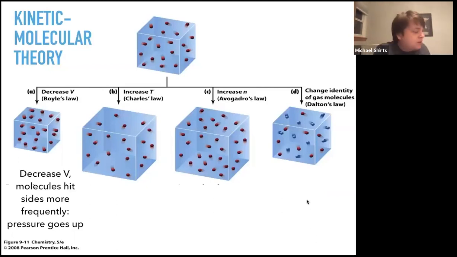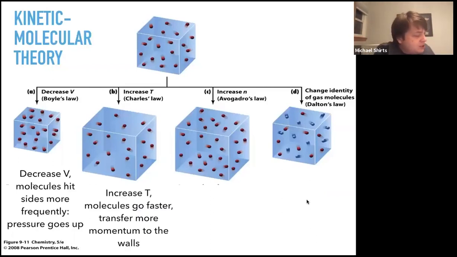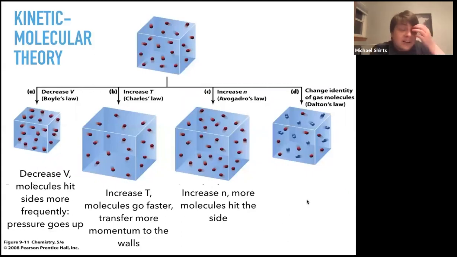The pressure goes up. By Charles' law, if you increase T, the molecules go faster, transfer more momentum to the walls, and therefore exert more force. As long as the temperature is proportional to the kinetic energy, that momentum transfer will go linearly with T, because it'll go with the square of the velocity. So increase n, the more molecules hit the sides. If you have twice as many molecules, you're getting twice as many collisions.